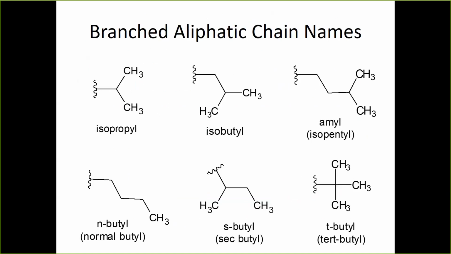And then you can call the 5-carbon analogous chain isopentyl, but in fact it has a common name as well, which is amyl. So people generally don't use isopentyl, they'll use amyl instead, but amyl means isopentyl. So it's a common name of a common name there.